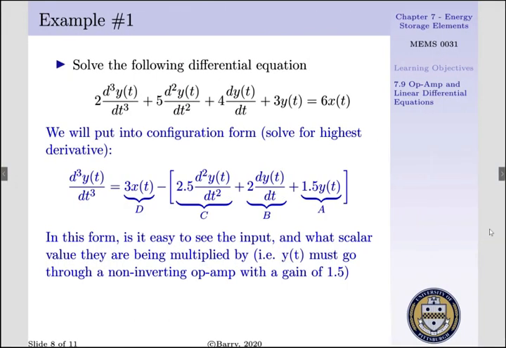Now, in this form, it's very easy to see our input value, 3x(t), and what our multiplication factors are going to be, i.e. what particular op-amp we're going to have to use to scale our inputs. For instance, 3x(t) will have to be multiplied by a value of 3, so we'd use a non-inverting operational amplifier with a gain of 3. Now, y(t) must go through a non-inverting op-amp with a gain of 1.5, and then it could be followed by an inverting op-amp of a gain of -1. Or we could do an inverting op-amp with a gain of -1.5. There's various ways for us to achieve these gains.